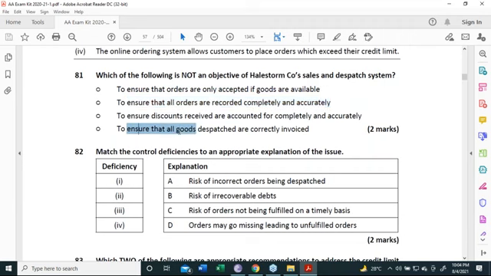We want to make sure that when goods are dispatched, they are dispatched to the correct address, at the correct time, in a timely manner, with the correct invoice. That's another objective. To ensure discount received. Discount received has to do with the purchase system, not the sales system. What does received mean? You're purchasing things. So that's not the objective of the sales and dispatch system.